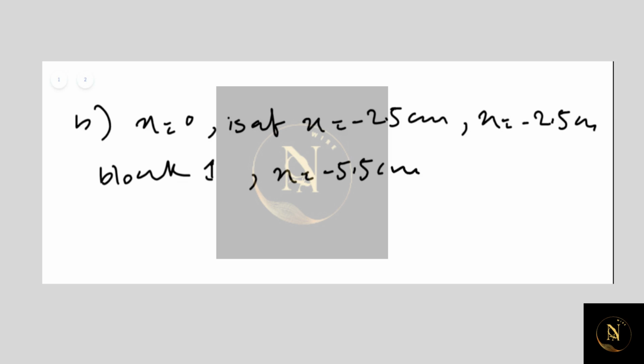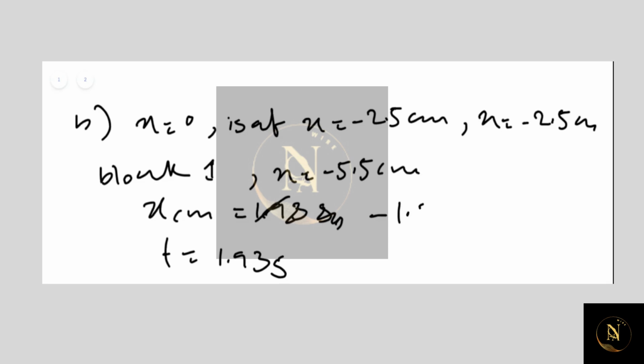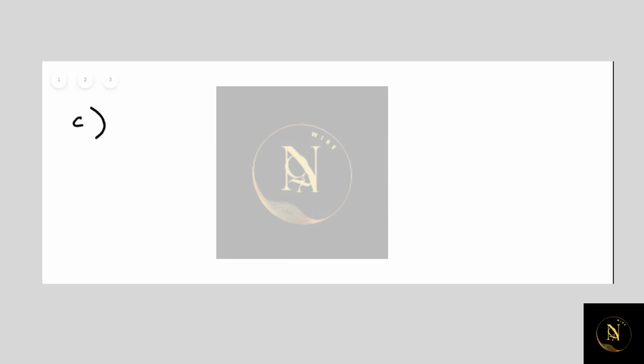Putting these positions for the middle of the blocks and the block masses in the equation that we wrote previously, this gives us the center of mass at t equal to 1.93 seconds to be, so let me just write t here separately, t is equal to 1.93 seconds, the center of mass to be at minus 1.83 centimeter or minus 0.018 meter.